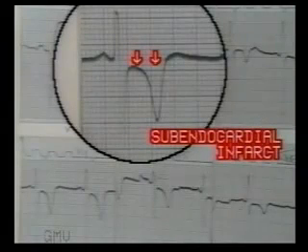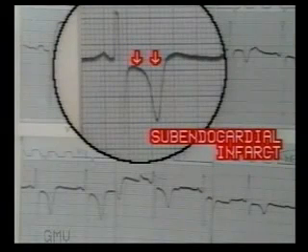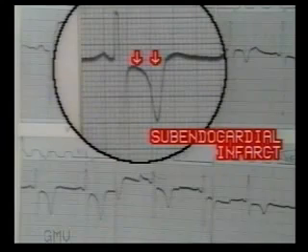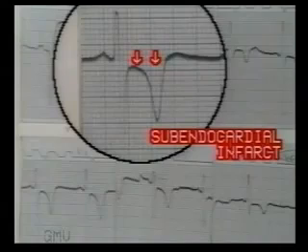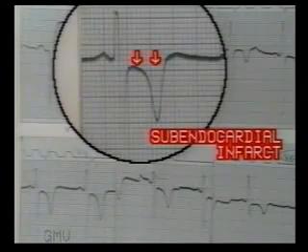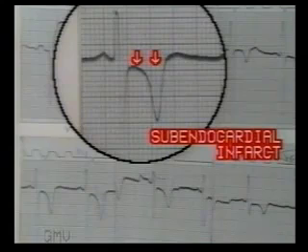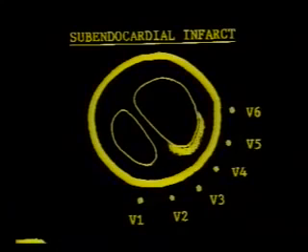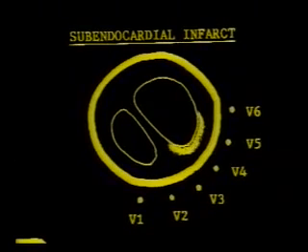When there is ST segment depression with inverted T waves, as in this ECG, where the ST segment is depressed and T wave is deeply inverted, this is subendocardial infarct. When only the subendocardial portion of the myocardium is infarcted, not the full thickness, then several chest leads show ST depression with T wave inversion.